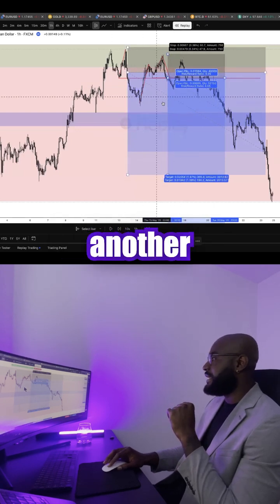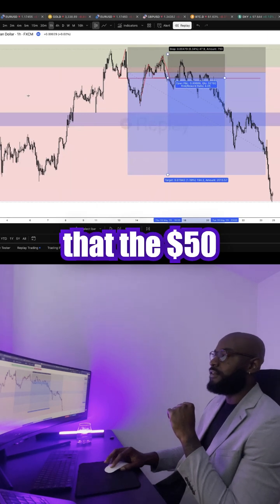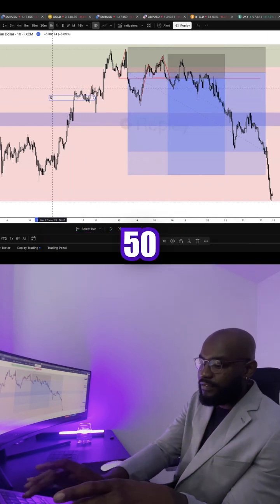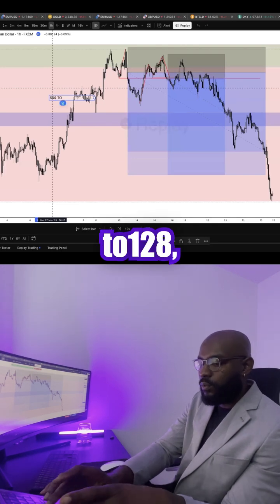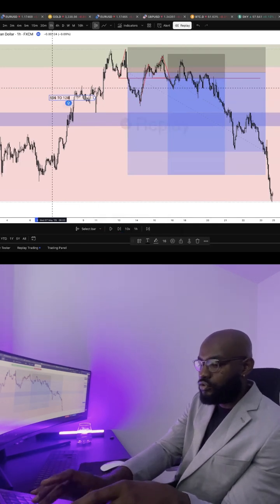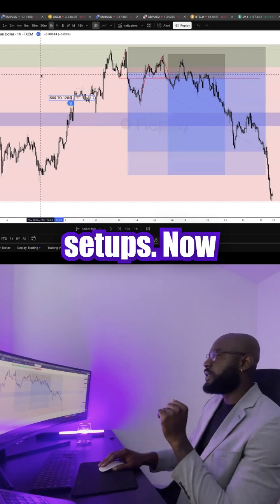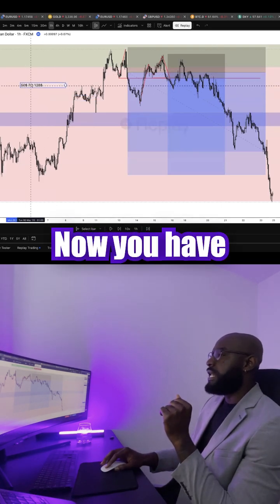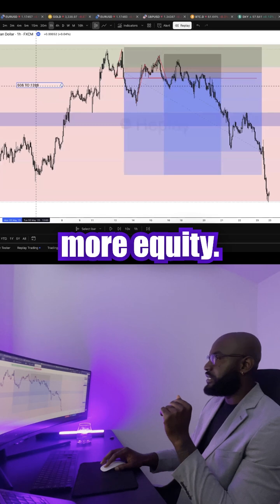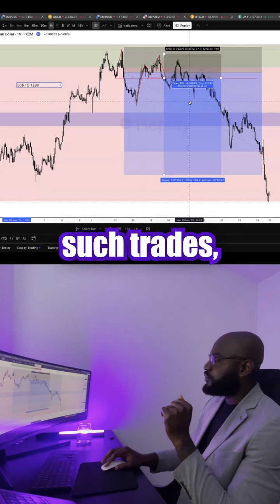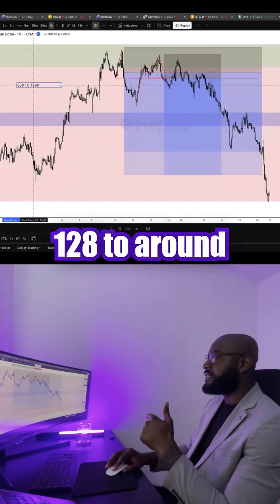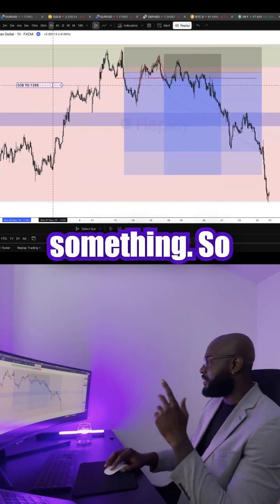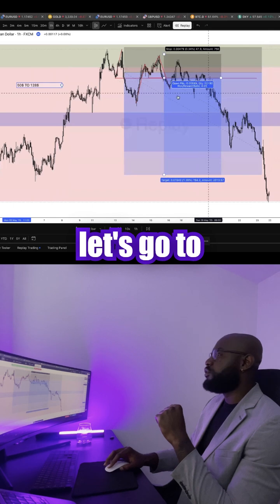So this is just another example, and you can see that the $50 has gone from 50 to 128 just with two setups. Now you have 128, you have more equity. That means if you're taking such trades, you'll be making more money, and it will be easy for you to flip it from 128 to around 256 or something. So let's go to another pair.